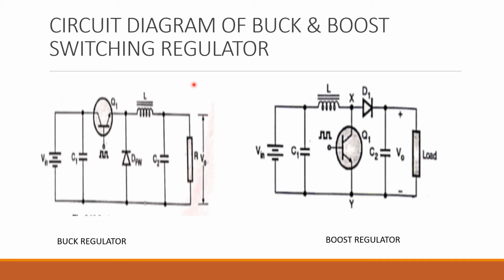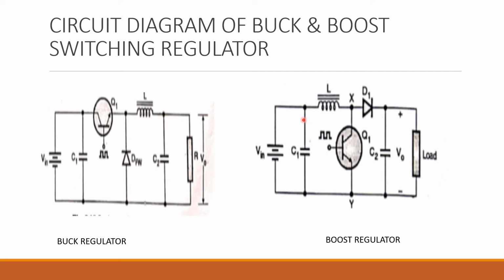Let us understand operation of buck regulator. This transistor is acting as switch. For on period of pulse, it is acting as short circuit. Current will flow through inductor, capacitor, load. Voltage at this terminal will be fixed. For off period, there is no connection between this point and this point. Transistor is acting as open circuit. Diode is forward bias now. Current will flow in diode, inductor and capacitor as well as load. Voltage will be maintained at fixed value at this node for both the cases.